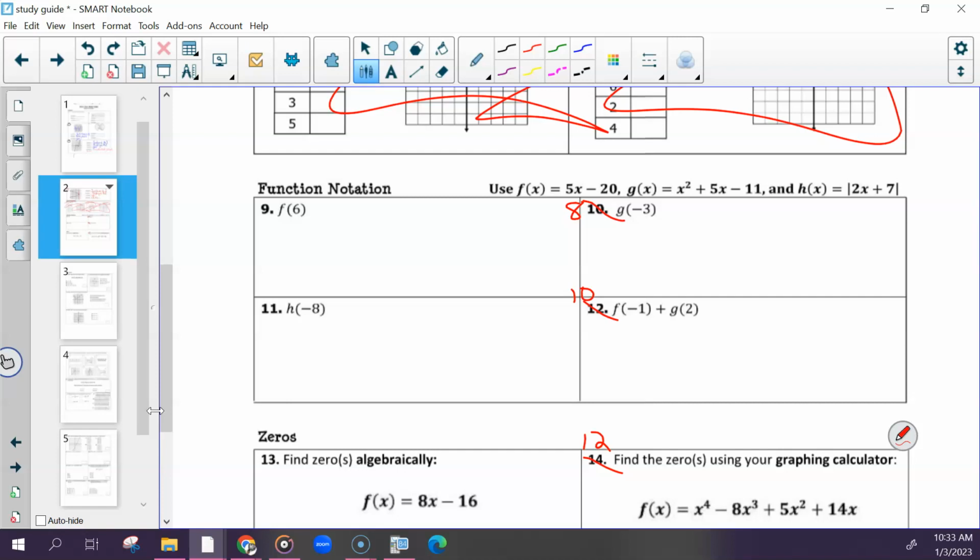They also give you different equations. Because this is G, we're using the G equation. So we would put negative 3 in for all of our x's, and then simplify and figure out what that is. So once you set it up, whether you do that in the calculator or by hand does not matter.